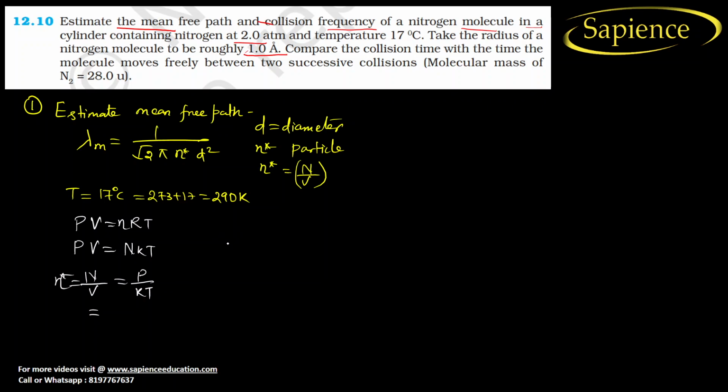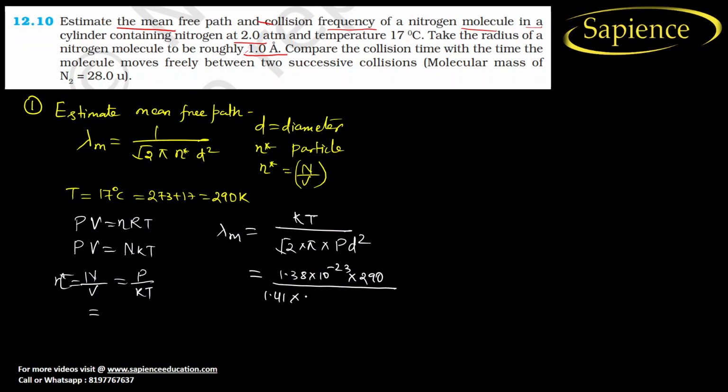Now our target is to find the lambda m only. So lambda m will be equal to 1 by particle density. n star can be written as P by KT. So above it will be KT divided by root 2 into pi into P into d square. So now we have to put the values. K is 1.38 into 10 to the power minus 23, into temperature 290, and root 2 has a value 1.41, into pi is 3.14, into pressure.